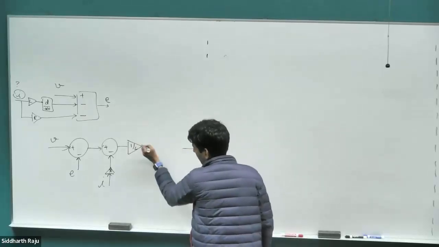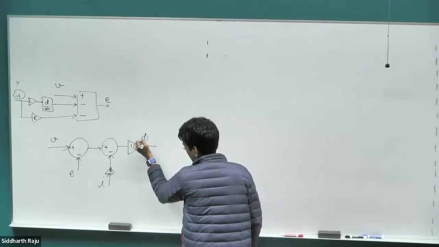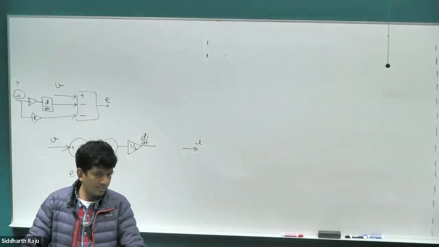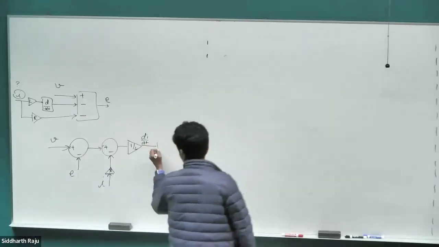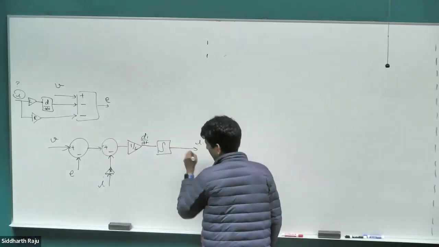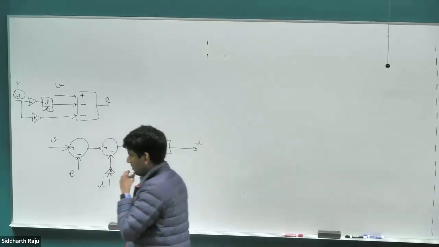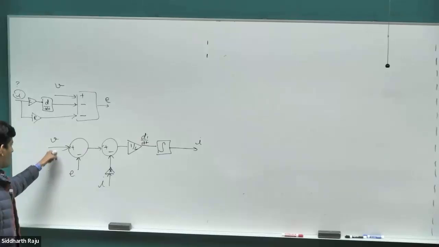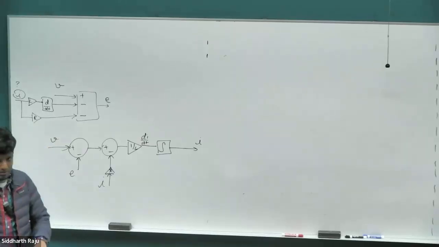How do I get I? The output of this is di by dt. How do I get I out of it? Integrator. So put an integral block and you get the output. So there are two methods. We could have either done this or done this. Which one would you prefer?